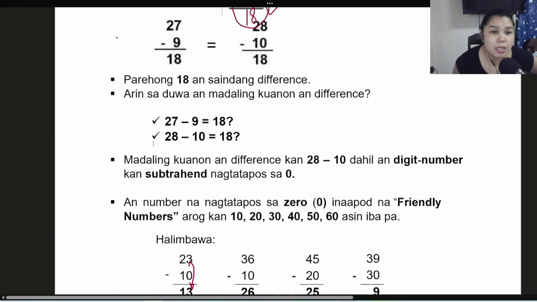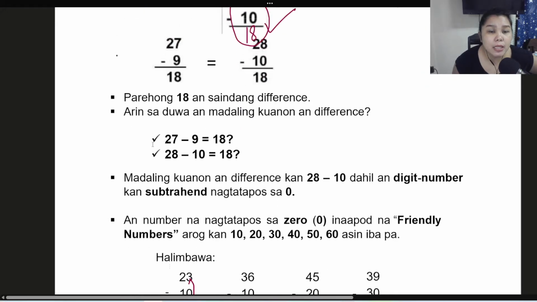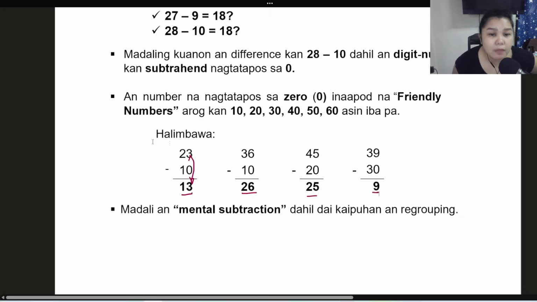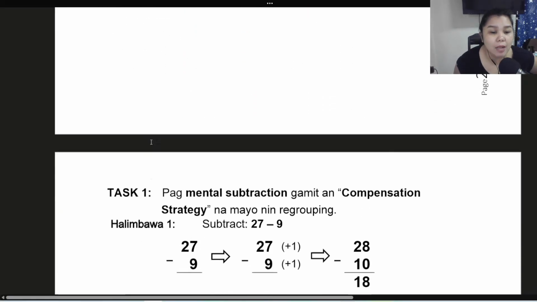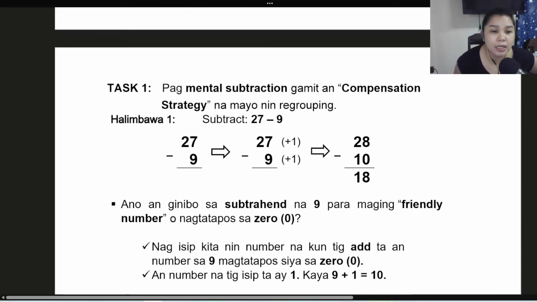Yung 27 minus 9. So, ang gagawin natin for technique number 1 is we're going to use the friendly numbers. It means we're going to make use of those numbers ending with 0. So, how? Okay, for task 1, pag mental subtraction gamit ang compensation strategy. So, using the friendly numbers, gagamitin natin itong compensation strategy.